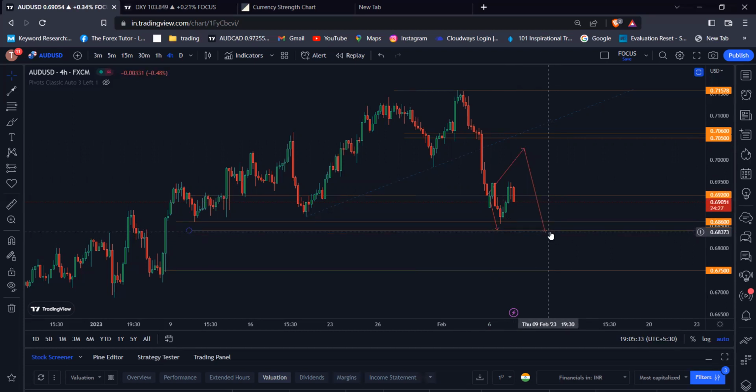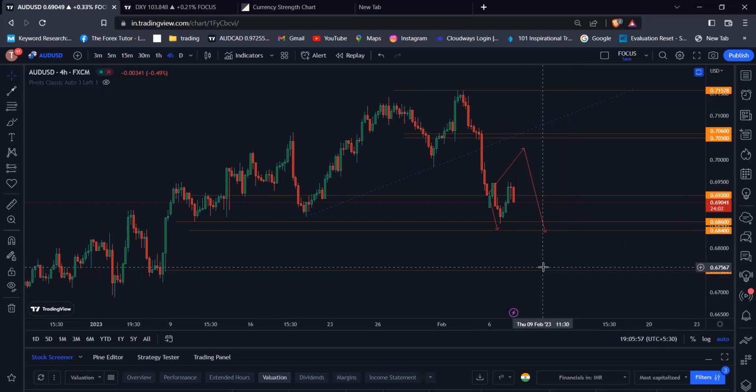But there is another possibility. If you see the momentum right now, if the Aussie USD breaks the 0.68400 psychological level because of the dollar index rising, then our target should be the 0.67500 psychological level.